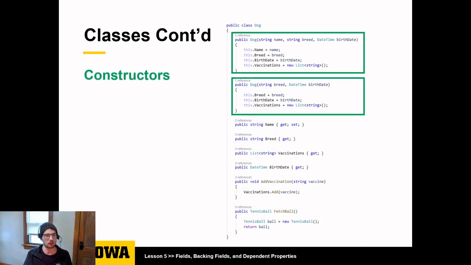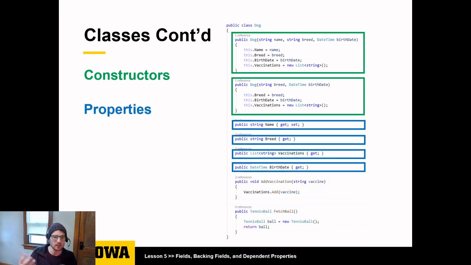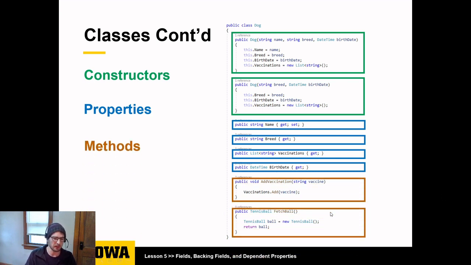So this is the dog class. We talked about constructors. This is what ensures that your object is in a valid state when it's first created. We also talked about how constructors can take in parameters if you need to provide some additional piece of data in order for your object to be ready to use when it's first created. We talked about properties, and we talked about methods here.